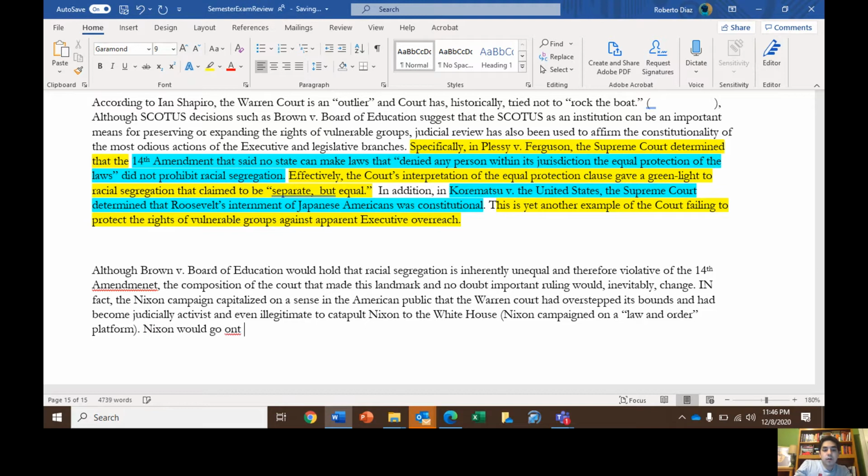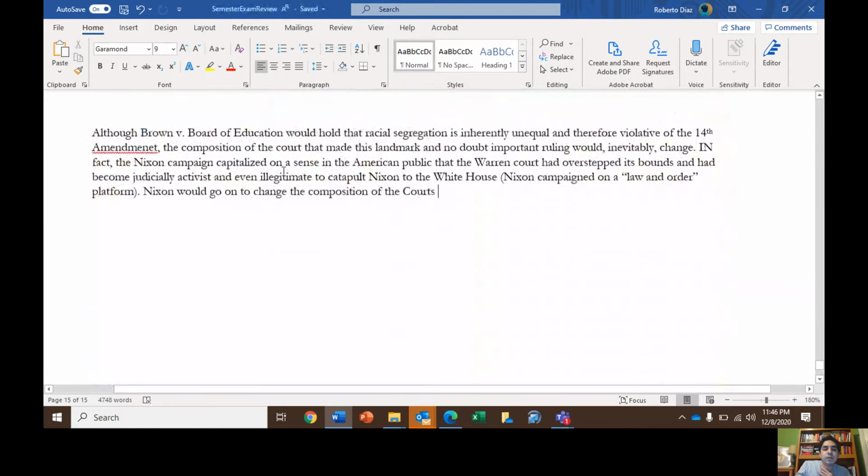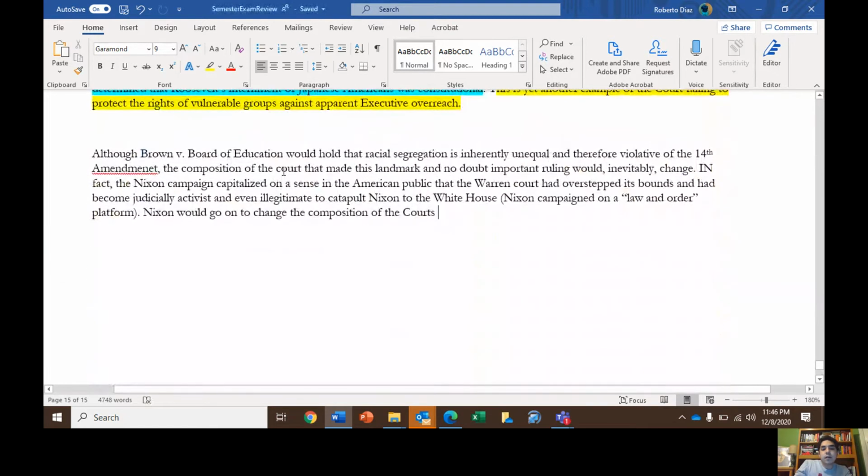And then Nixon would go on to change the composition of the courts. All this stuff is extra stuff, right? That I'm just adding to give you more information, but I'm not really showing what the other 4 pieces of evidence Mr. Thesis is going to use.